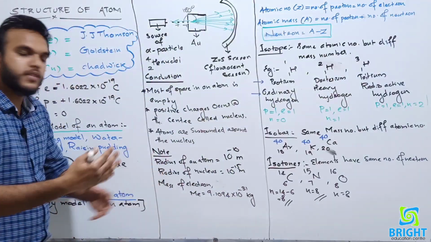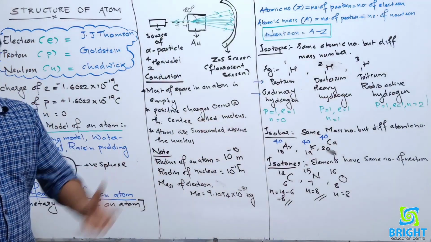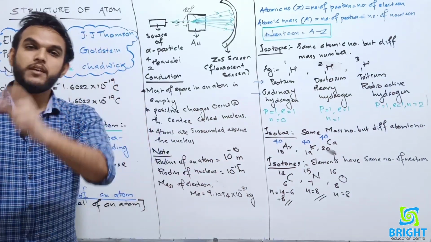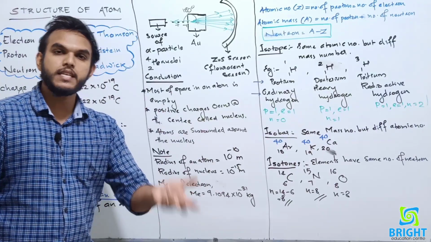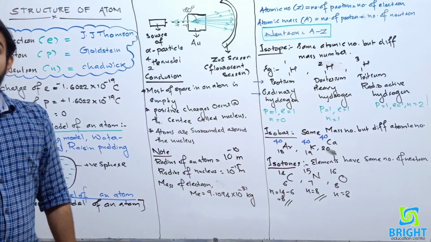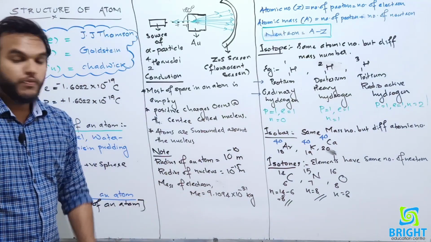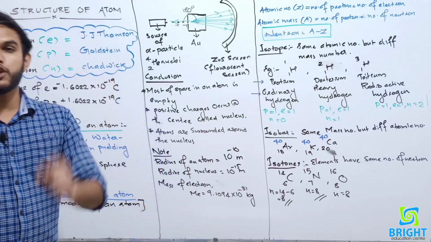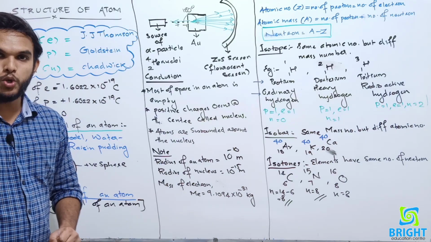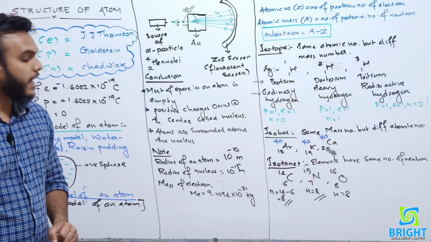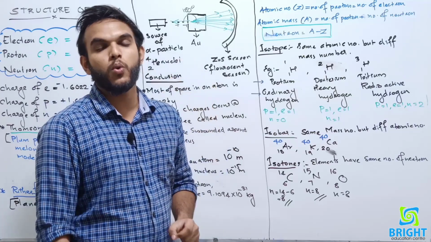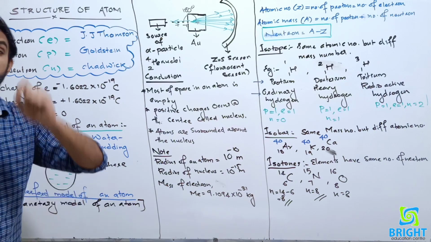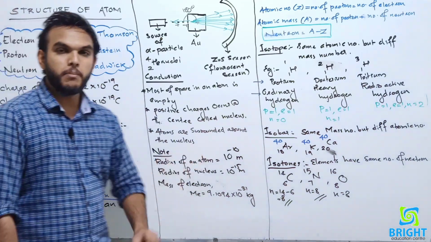Then we have to know some important notes regarding atoms and their nuclei. The radius of the atom is represented as 10⁻¹⁰ meter, and the radius of the nucleus is 10⁻¹⁵ meter. Also, you have to know the mass of electron, which is based on the Millikan oil drop experiment. Based on that experiment, the mass of electron is 9.1094 × 10⁻³¹ kilogram. That's the value.